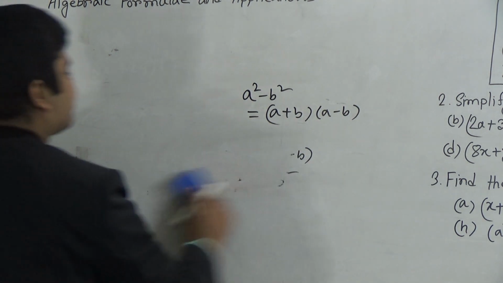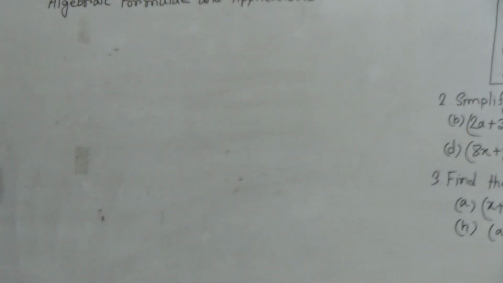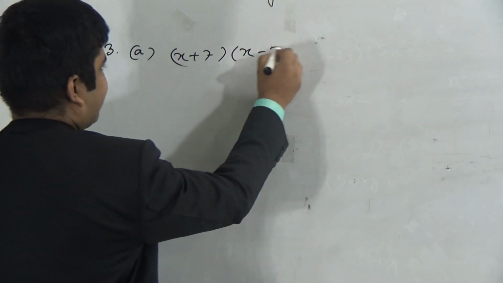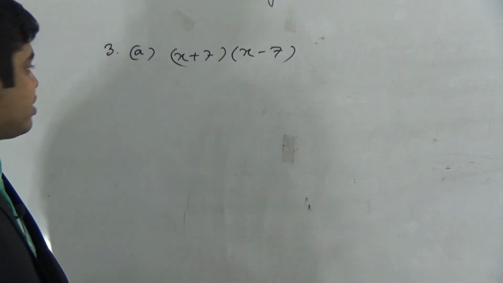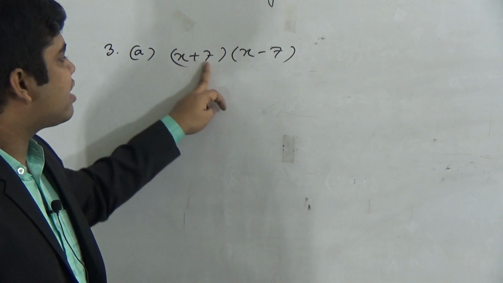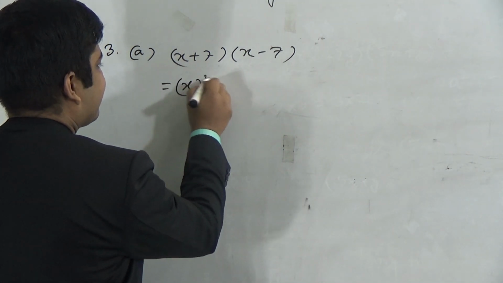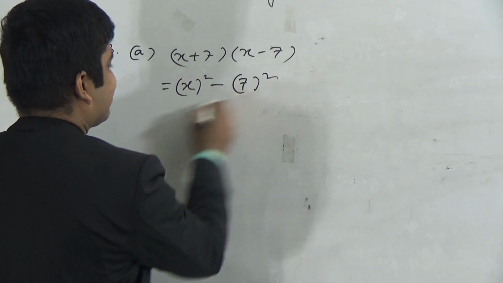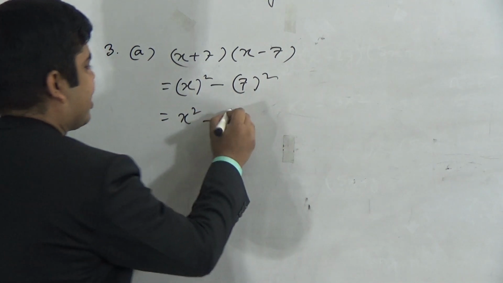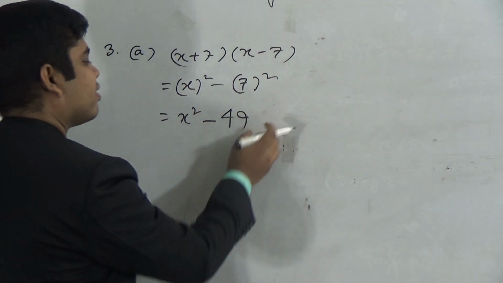Okay. So now the third number. So here x plus 7 into x minus 7. So dear student, notice a plus b into a minus b. Consider x is a and 7 is b. So x square minus 7 square. So x square means x square, 7 square means we multiply 7 by 7 and we get 49, and this is the answer. I hope you have understood. Okay.